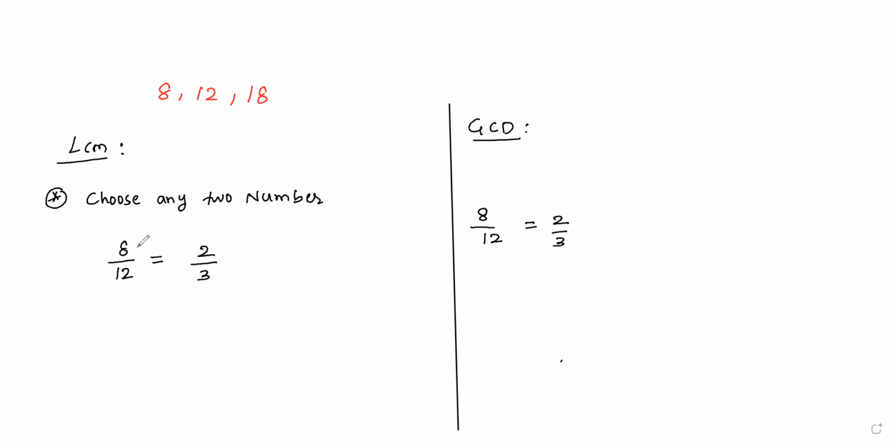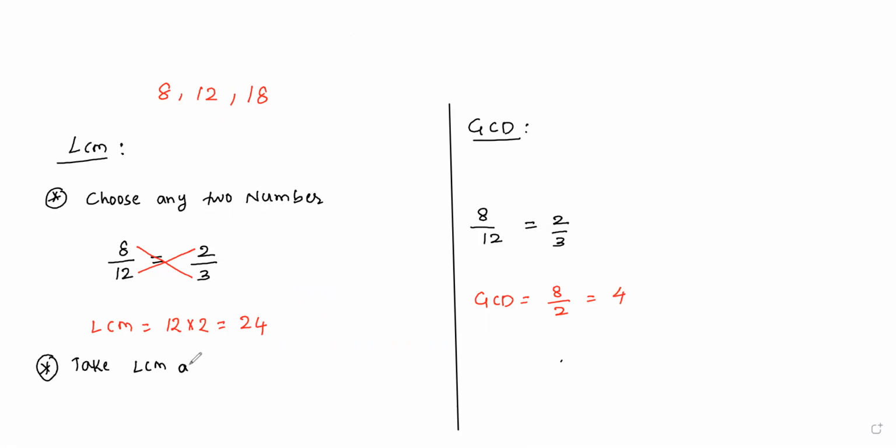For LCM, we are doing cross multiplication. So which one is the easier one? Here, for LCM, 12 times 2 is the easier one for me. So I got 24 as the LCM of 8 and 12. In this case, try division. GCD is nothing but 8 by 2, which is easier for me. So the GCD here is 4.